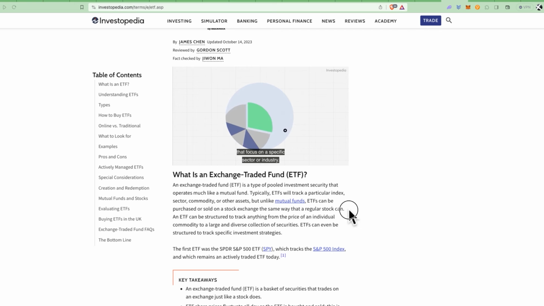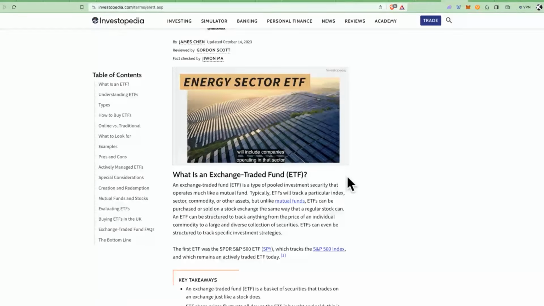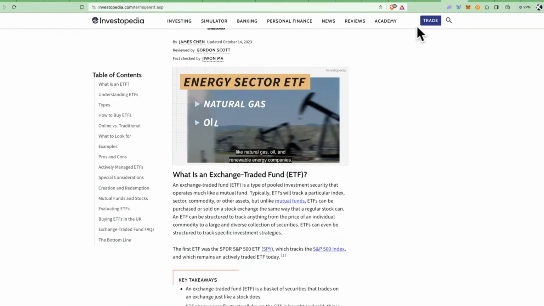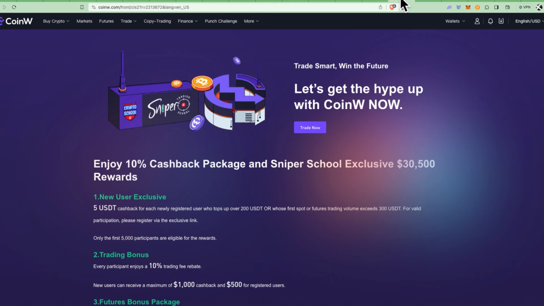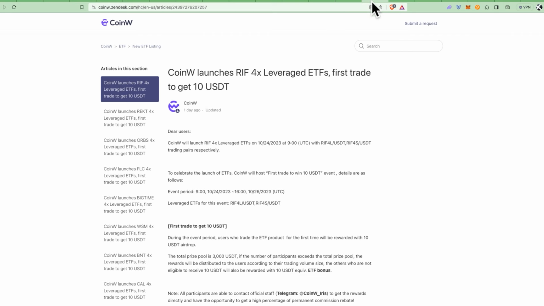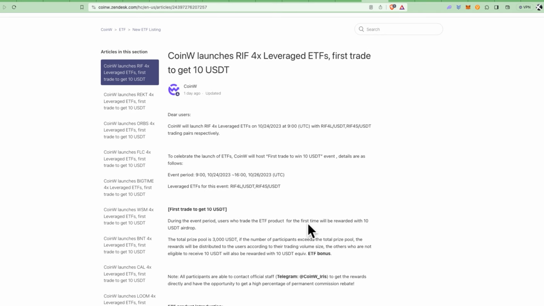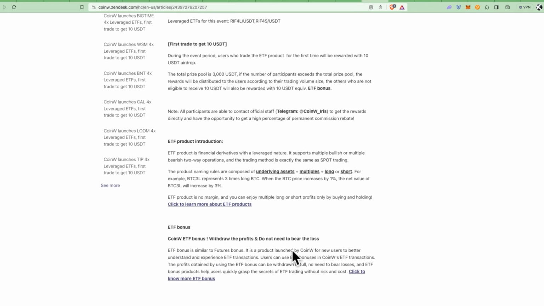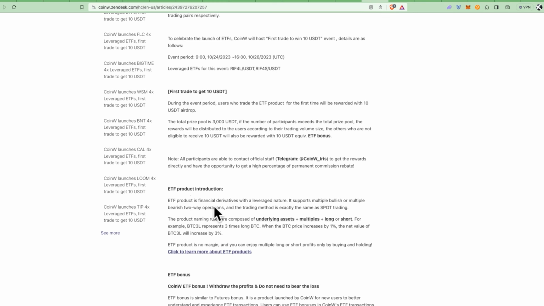So this is obviously giving an example related to the stock market. In our example, we are looking at cryptocurrency. So let's jump into that and understand what the mechanics of a crypto ETF looks like. Because I will be using CoinW to trade these ETFs on crypto, let's understand the definition of the ETF and what they mean by it. An ETF product is a financial derivative with leveraged nature. It supports multiple bullish or multiple bearish two-way operations, and the trading method is exactly as spot trading.